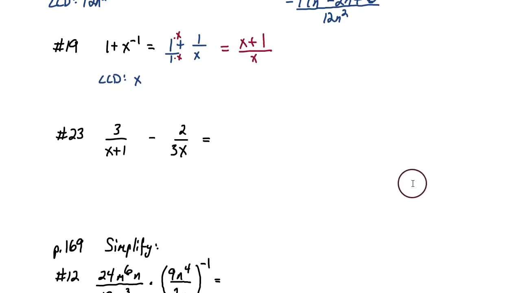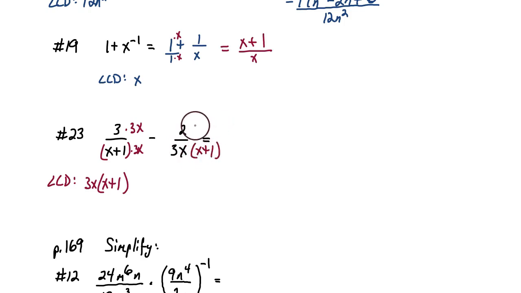Number 23 is subtracting fractions. We have to figure out the lowest common denominator. This has x plus 1. This has 3x. The lowest common denominator has to have both of those factors. So we can make the first one be that denominator if we times it by 3x, and in the top. We can make this have that denominator if we times it by x plus 1, and in the top.